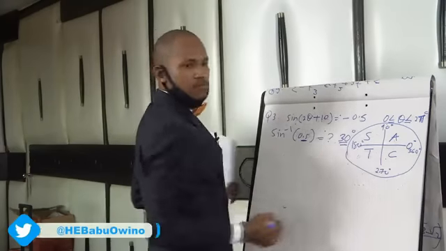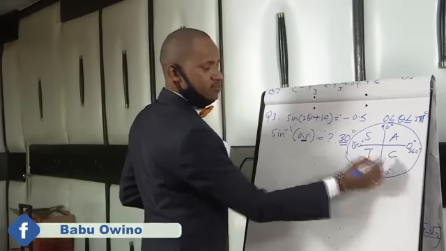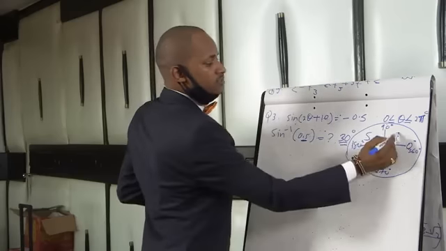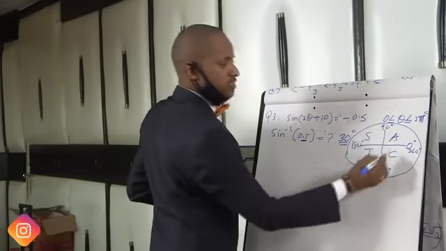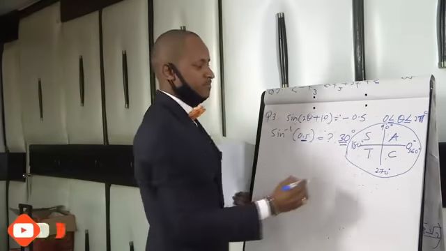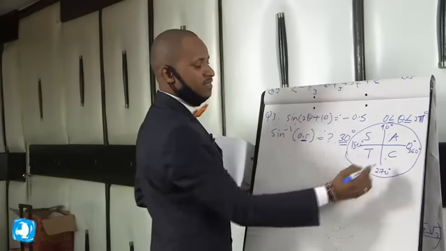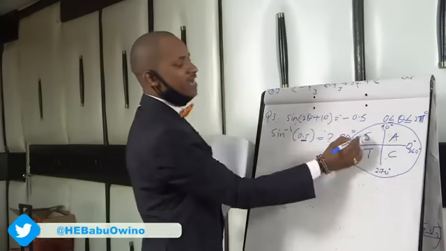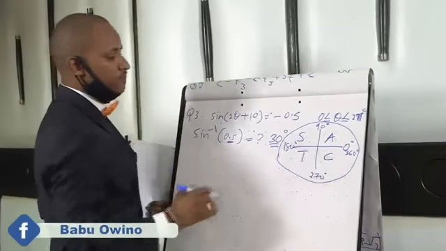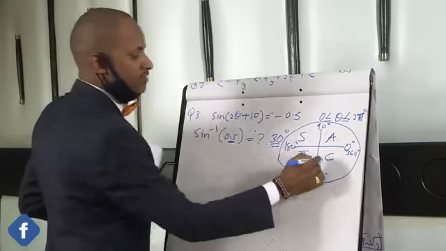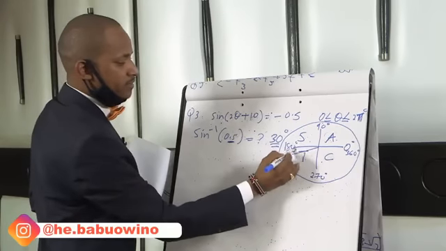So in quadrant number 1, this is all angles. This one is sine, this is tangent, this is cosine. So all trigonometric functions in the first quadrant are all positive. Sine is positive in the second quadrant, tangent is positive in the third, cosine is positive in the fourth. But sine is positive only in the first and the second quadrant, although it is negative in the third and the fourth quadrant. So our angle 30 degrees lies somewhere here.